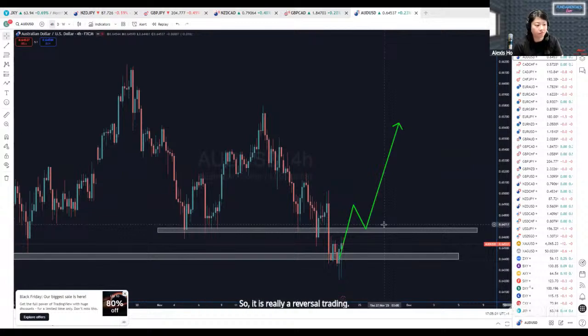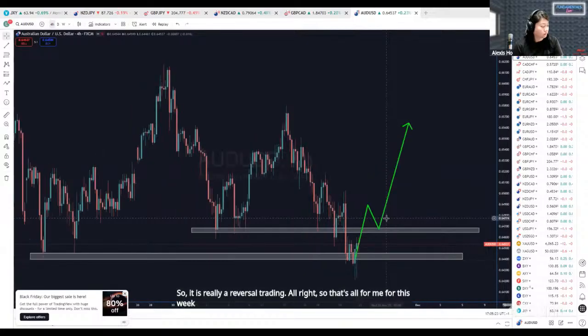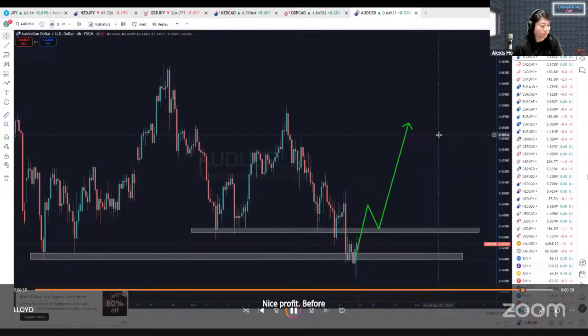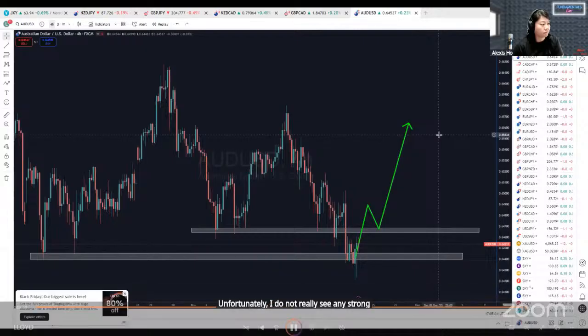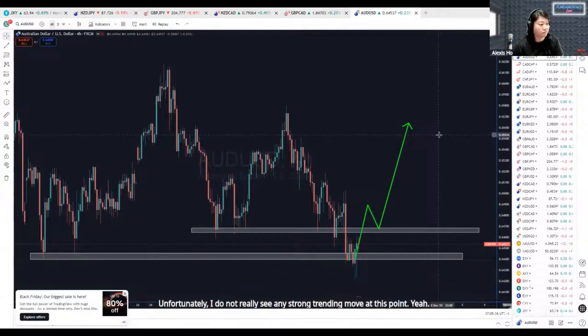All right, so that's all for me for this week. Hope the movement do play out and we can book some nice profit. Before I end my session, I've said that unfortunately, I do not really see any strong trending move at this point. Yeah, so you see that the analysis leans more towards either a range breakout or a reversal.